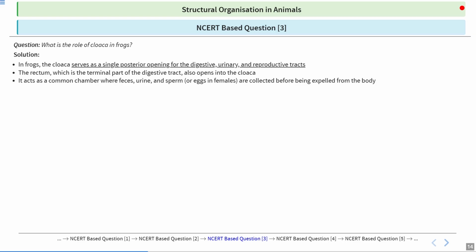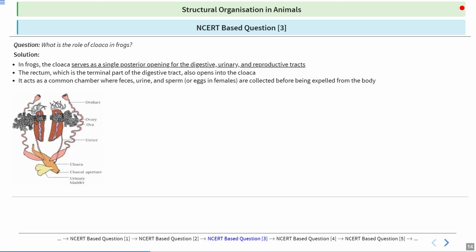Now, one thing is very, very important. All the three things are not eliminated out simultaneously. If the feces is passing out, at that time, the urine will not be discharged or the sperm will not be discharged in the case of male, right? And similarly, when the urine passes, at that time, feces and the sperm will not be discharged. When the sperm is discharged, then at that time, feces and urine will not be discharged, right? So at a time, only one thing will be discharged from the body through the cloacal aperture.